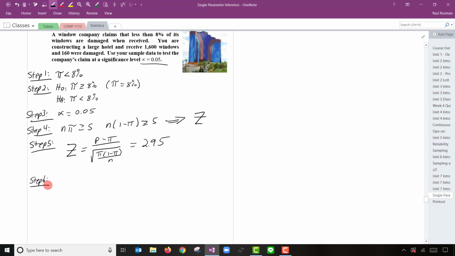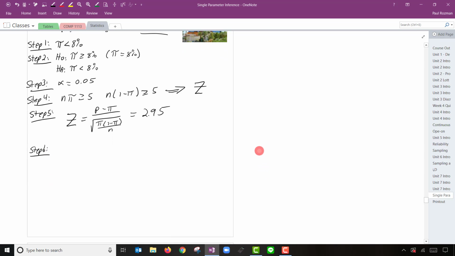Step 6. We could do it 2 ways. Let's do it both again. You would never do it both in real life, but just while we're learning it, if we're going to do this the traditional method, we're going to find a critical value or critical values. In this case, this is not a two-tailed test. This is a one-tailed test. And when it's a one-tailed test, it's either a left-tailed test or a right-tailed test.